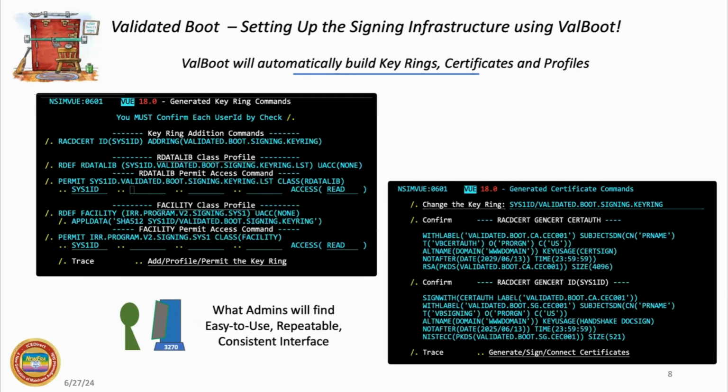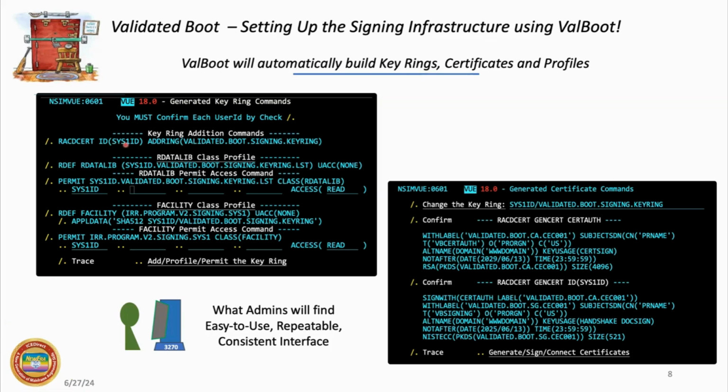Now, here's just a summary of what we will see when we get into the demonstration. On the left-hand side, we see a panel that has been populated with the commands necessary to build a key ring. In this case, the key ring will be owned by a group, and that group is sys1. You get a pointer here. You can see that up here.